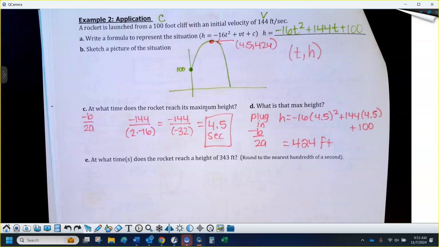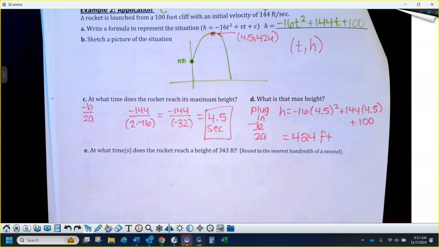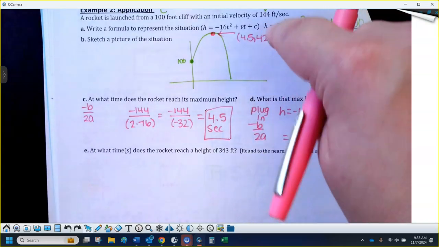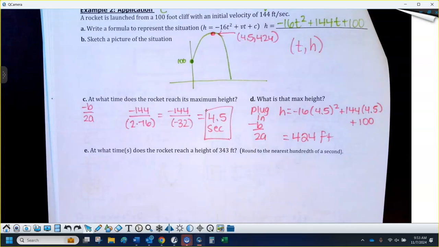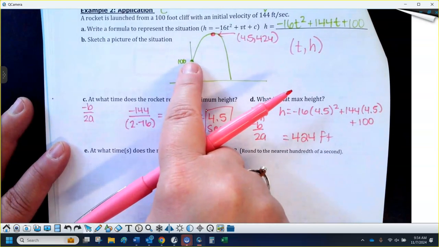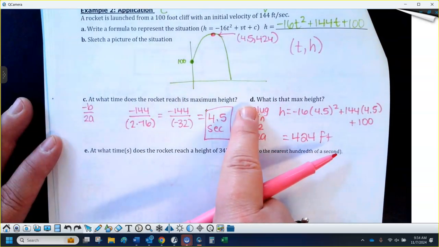Now, the reason I wrote that on the graph is because I want you to think about this before we do the next question. It says, at what time or times does the rocket reach a height of 343? So, if I look at my picture I just sketched, the maximum height I hit is 424. So, am I going to hit 343? Right. So, now think about this too. You're starting at 100. You're going to go up, and then eventually you're going to come back down. So, you're actually going to hit 343 somewhere on the way up, and you're also going to hit it somewhere on the way back down.